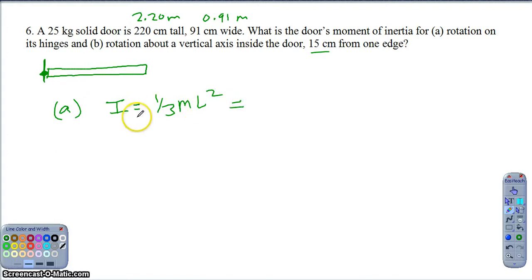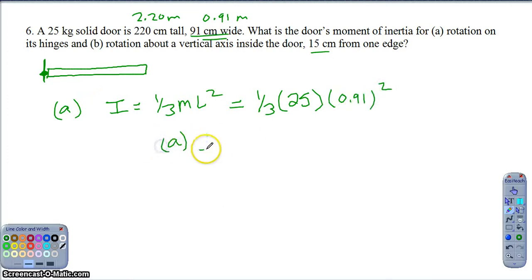So as soon as I identify that, this question becomes pretty easy. It's 1/3 the mass of the door, which is 25, and then the length of the door, which would be obviously the length of the radius here, which is going to be the width of the door. So 0.91 meters squared. So for part A, all I have to do then is calculate those numbers and go from there. So calculating that, I end up getting about 6.90 kilograms times meters squared.